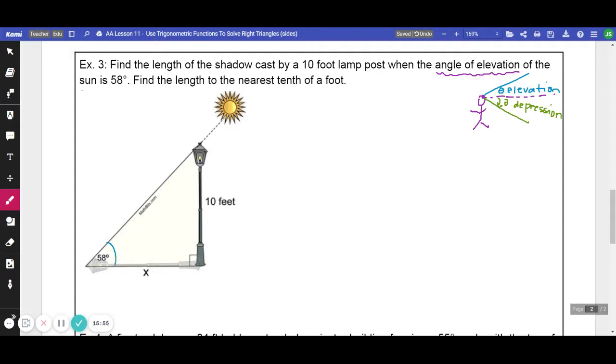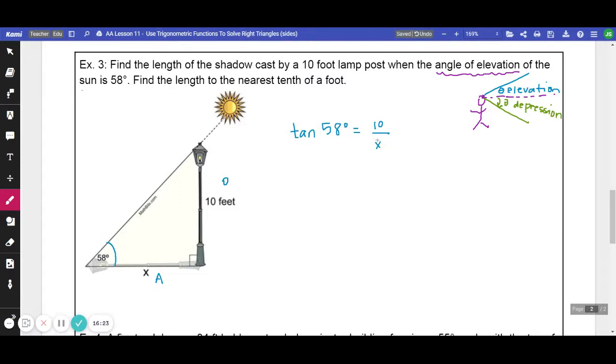Here's my angle. This side is the opposite. This side is the adjacent. So label my sides. Identify which of the functions it is. Opposite and adjacent is tangent. So tangent of the angle of 58 degrees equals opposite is 10 over adjacent is x.